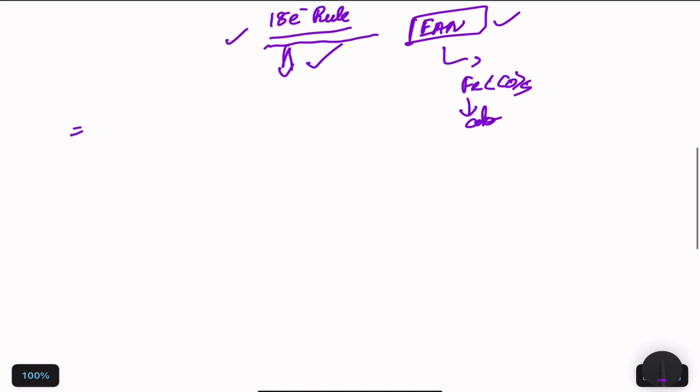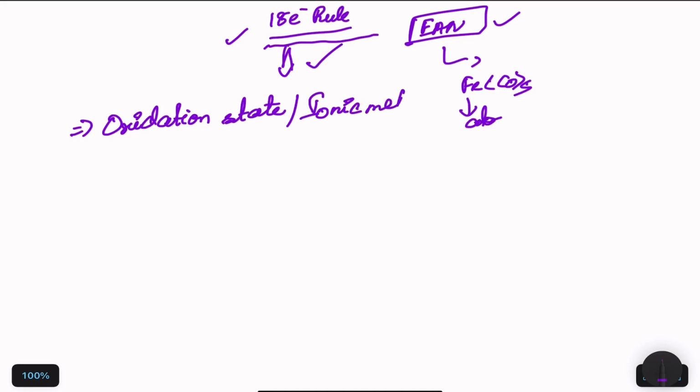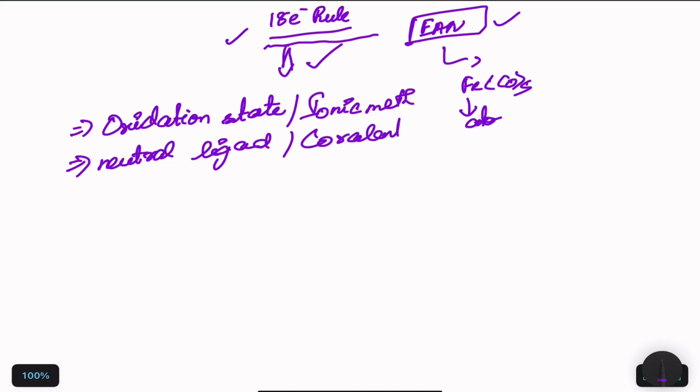To calculate the 18 electron rule, there are two methods. One is the oxidation state method, which we can call the ionic method, and another is the neutral ligand method, which we can call the covalent method. Both methods are very useful.